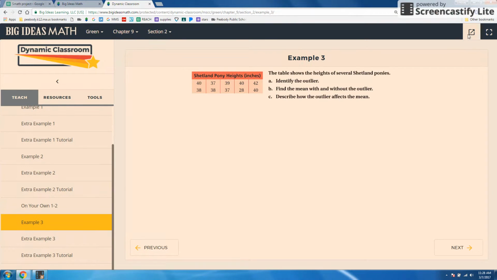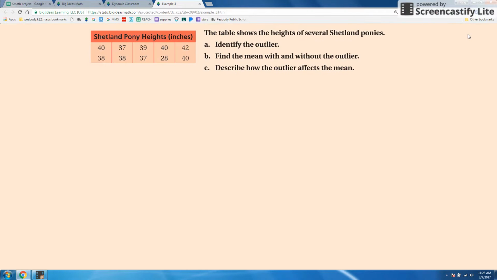This one has to do with outliers. So it says there's different Shetland pony heights, so little ponies. These are the heights, how tall they are. It says identify the outlier. So you want to figure out which number is either way higher or way smaller than the rest of them.